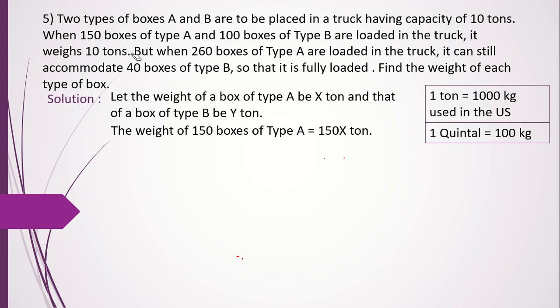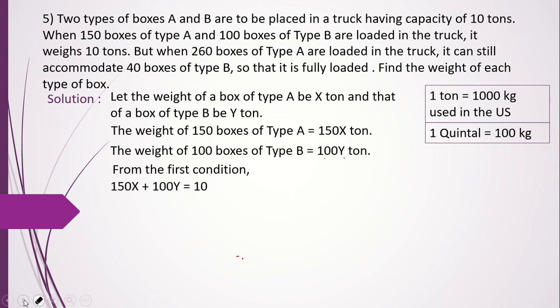And what is the next given? 100 boxes will be of type B, so the weight of 100 boxes of type B will be 100y tons. When we add these two, A plus B, that becomes 10 tons. It completes the capacity of that truck, right? 150 boxes of A and 100 boxes of type B are loaded in the truck. It weighs 10 tons, so it completes the full capacity of that truck. So that is equal to 10.